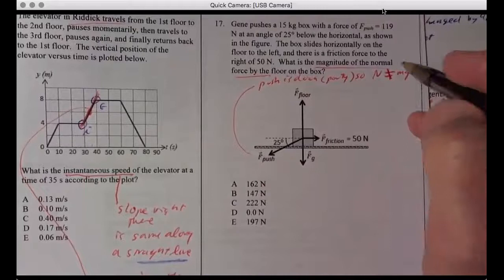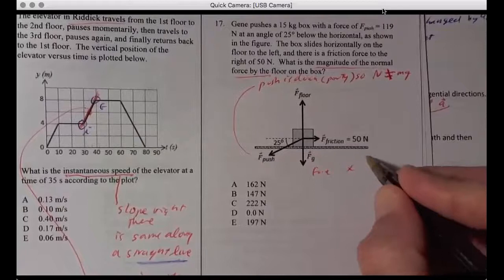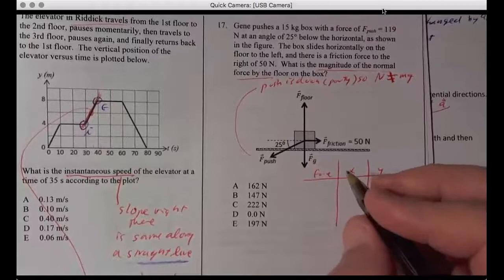So you have to write force x, y, and then you've got, we can sort of fill this out.